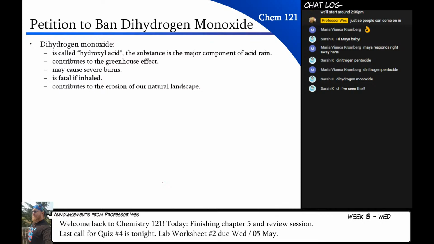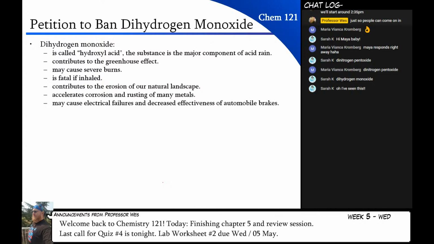What else does it do? It causes erosion. It corrodes metals. It causes electrical failures, and your car and automobile brakes are not as responsive. So this stuff is everywhere. It's insidious. Every single person who has died from cancer has this in their body. Like, what the hell? How can we allow this in our society? What is wrong with us?